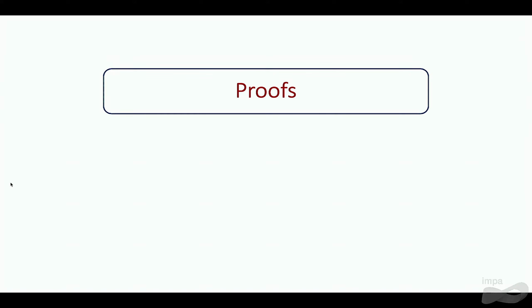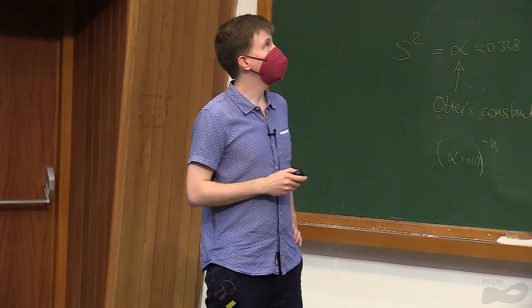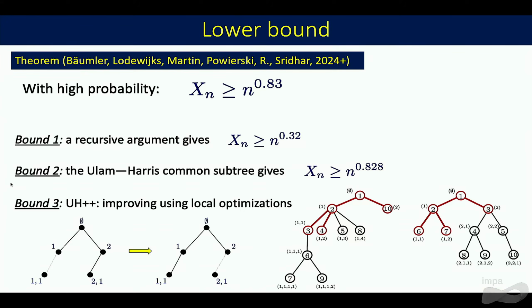Okay, so then let me turn back to our main subject, which is the largest common subtree of two independent uniform attachment trees. And let me just tell you a bit about the proofs. This is just a reminder. We want to prove this lower bound, n to the 0.83, and I'll give you three different arguments, starting with the simple recursive argument.